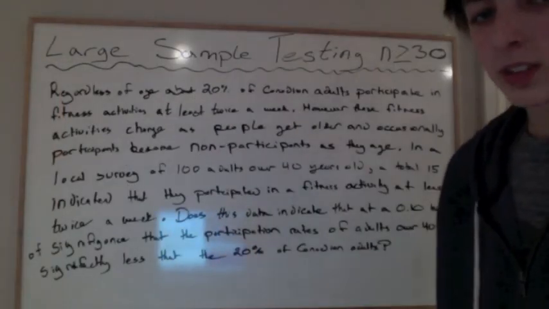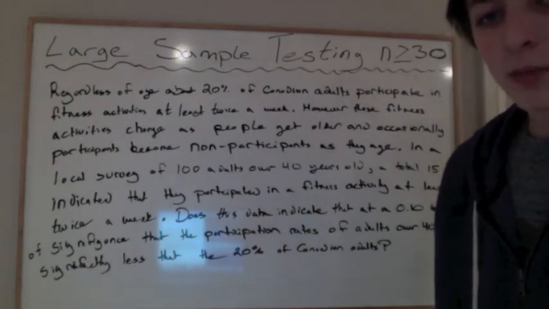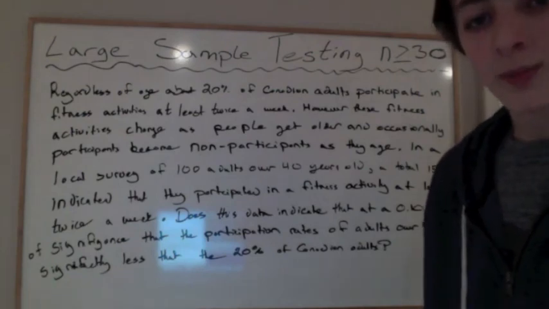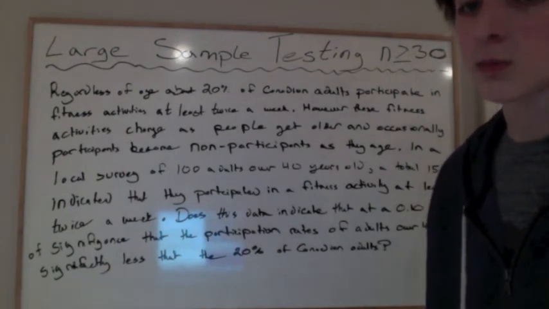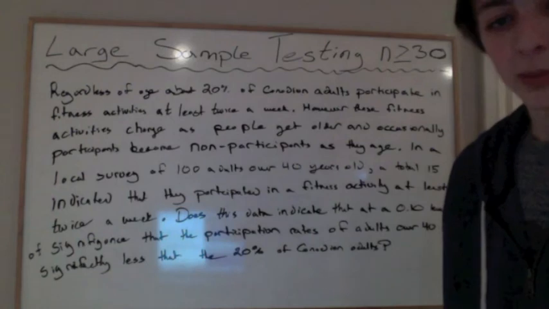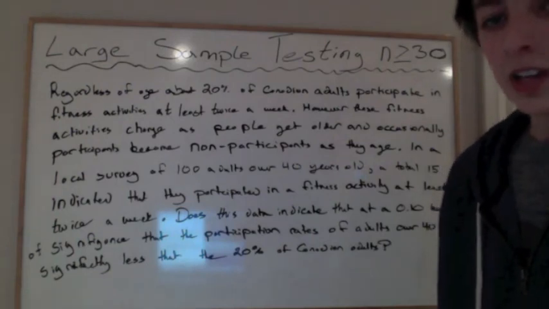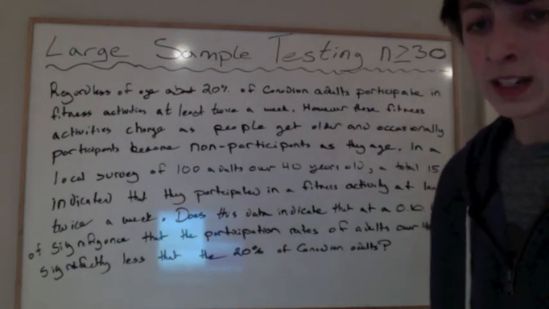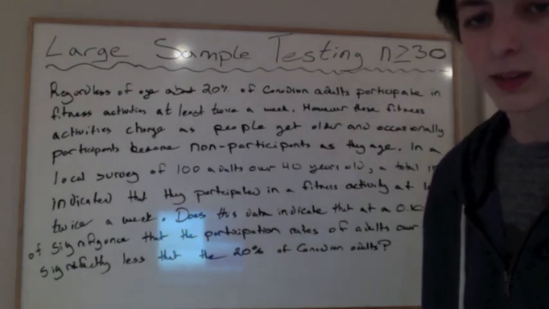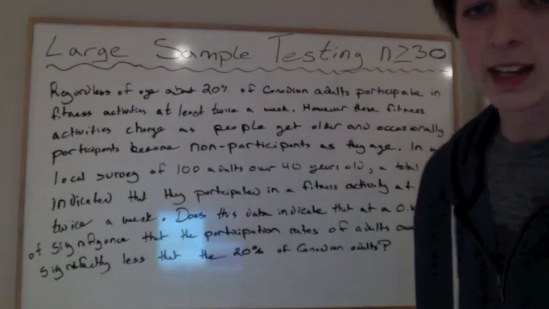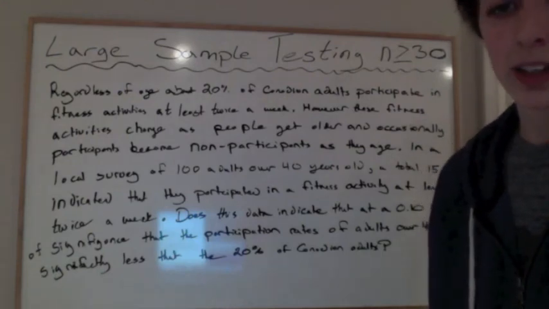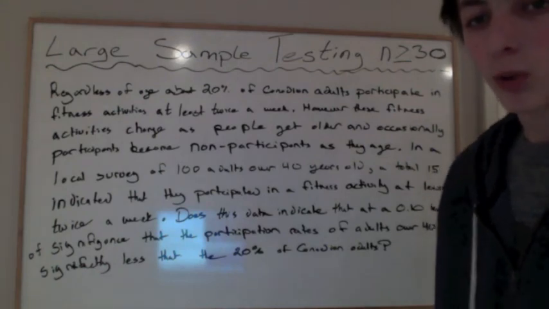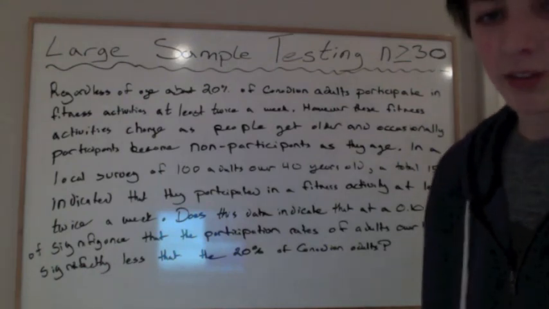The question reads, regardless of age, about 20% of Canadian adults participate in fitness activities at least twice a week. However, these fitness activities change as people get older, and occasionally participants become non-participants as they age. In a local survey of 100 adults over 40 years old, a total of 15 indicated that they participated in a fitness activity at least twice a week. Does this data indicate, at a 0.1 level of significance, that the participation rate of adults over 40 is significantly less than the 20% of Canadian adults?